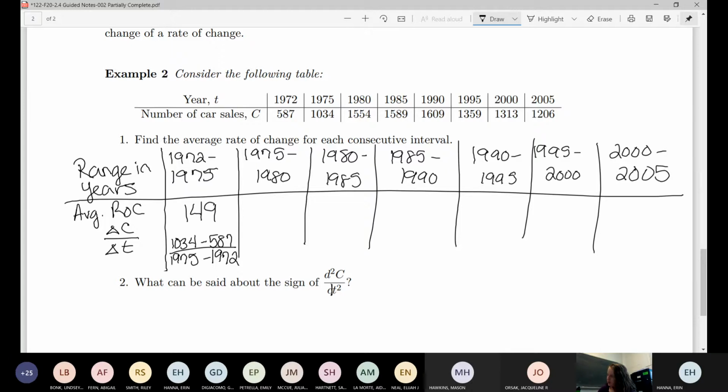Then again, I'm going to write out the next one in generality, and then write down the actual values for the sake of time. For the average rate of change between 1975 and 1980, we've got 1554 minus 1034 over 1980 minus 1975. That would give us 104. And the rest of them are 7, 4, negative 50, negative 9.2, and negative 21.4, found in the exact same way.